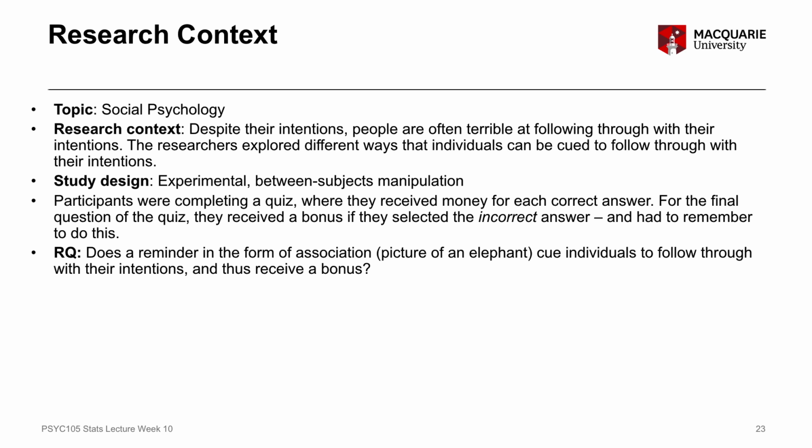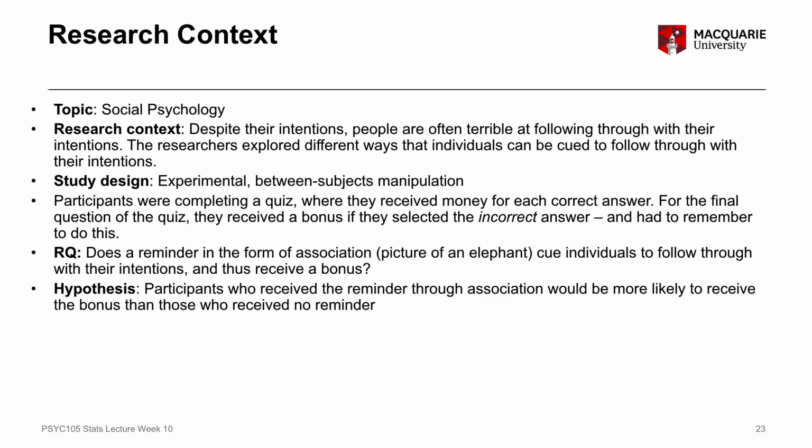So the research question in general was whether a reminder, particularly in the form of an association, would help. Participants were told in this particular condition that if a picture of an elephant was displayed, that was acting as a reminder to give this incorrect answer and therefore receive the extra bonus. So whether that reminder could cue individuals to follow through with their intentions and therefore receive the bonus on the final question if they gave the incorrect answer. And the hypothesis here, the particular research hypothesis, is that participants who receive the reminder through the association would be more likely to receive the bonus than those who received no reminder.